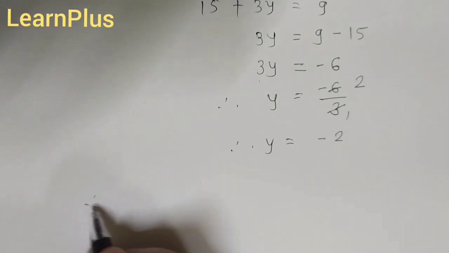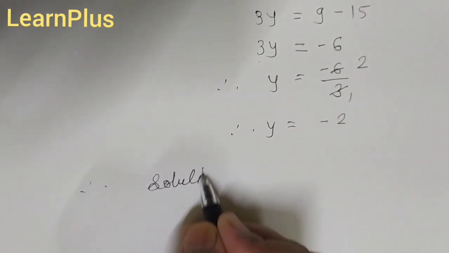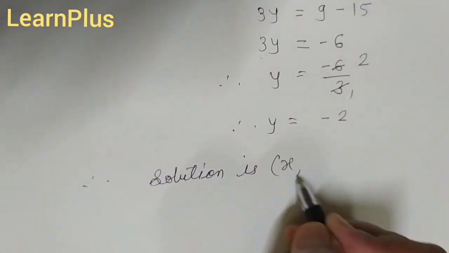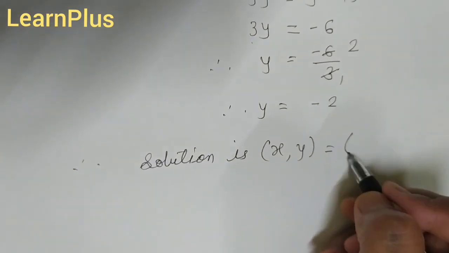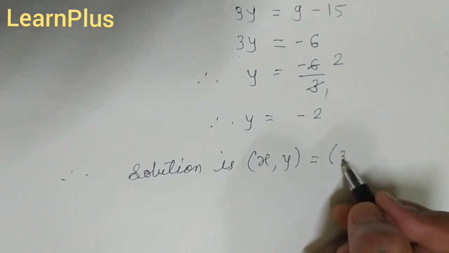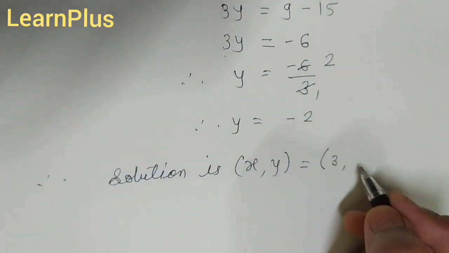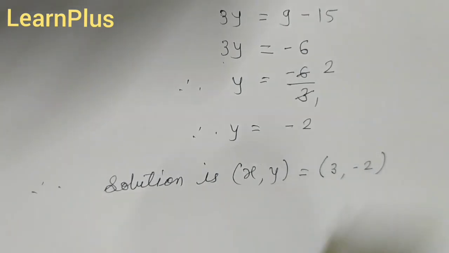Therefore, last you have to write the answer. Solution is, here in bracket you have to write x, y is equal to, here first answer, what is the first answer? X is equal to 3, means here 3. And what is y equal to? Y is equal to minus 2, means here 3 and minus 2 is the answer.